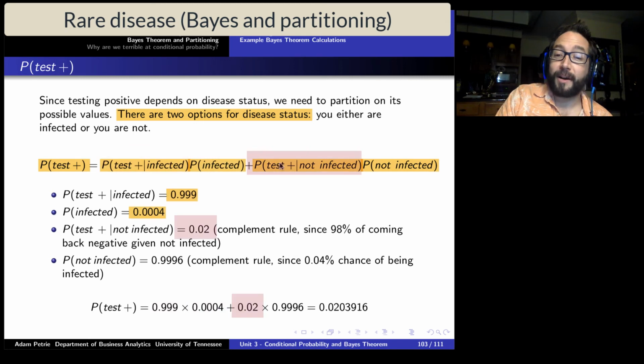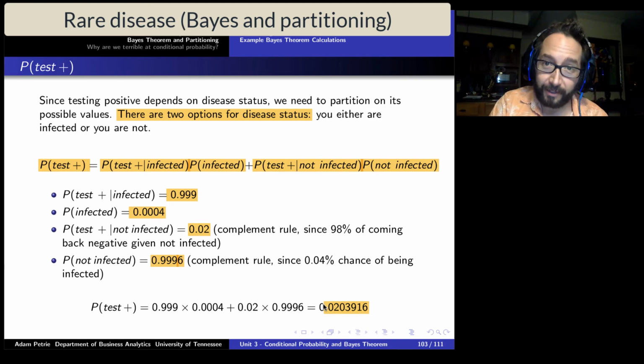What's the probability we test positive given that we're not infected? Well, that's that 2%. We know that there's a 98% chance it comes back negative if we don't have it, so there must be a 2% chance it'll come back positive. And the probability we're not infected, well, that's the complement of being infected. That's going to be 0.996, 1 minus 0.0004 here. So plugging in the numbers, doing the math, we find that overall 2.04% of tests are going to come back positive. Okay, so nice to know, cool story.